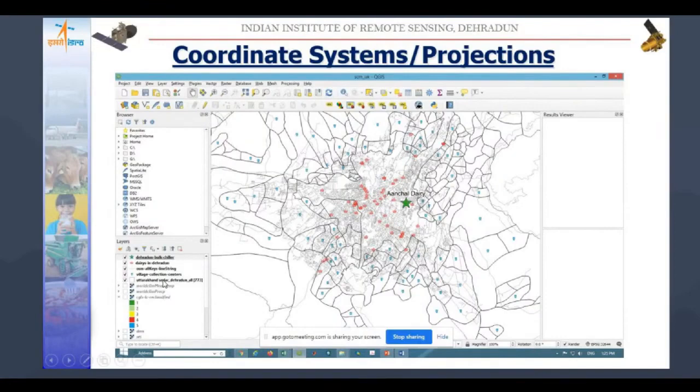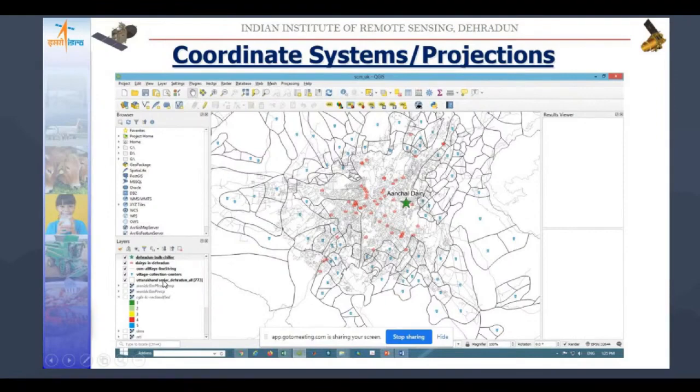Now, all these, suppose 5 layers are now in a different coordinate system. So what we need to do, and you have to do some network analysis. Just before me, that lecture was going on the network analysis, and you need to perform the network analysis or whatever the editing or any other specific analysis you have to perform, GIS based.